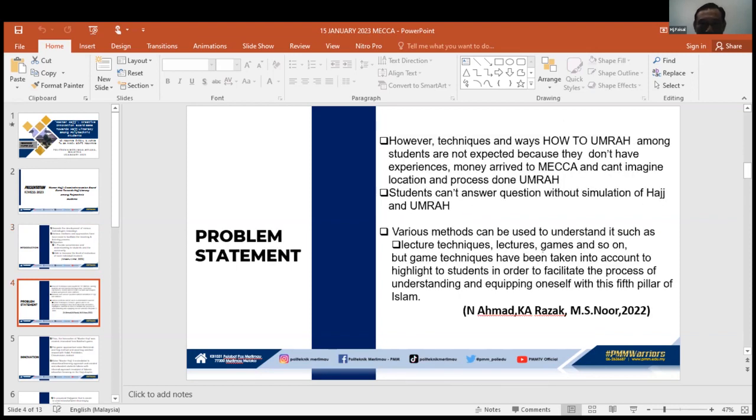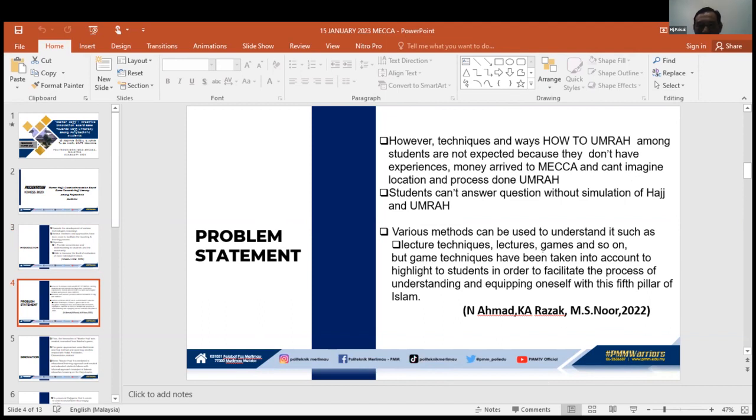And then the problem statement: however, techniques and ways of performing umrah among students are not expected because they don't have experience. Many have not arrived in Mecca and cannot imagine the location and process of the umrah. Students can answer questions without simulation of Hajj and umrah. Various methods can be used to understand it, such as lecture techniques, games, and so on.